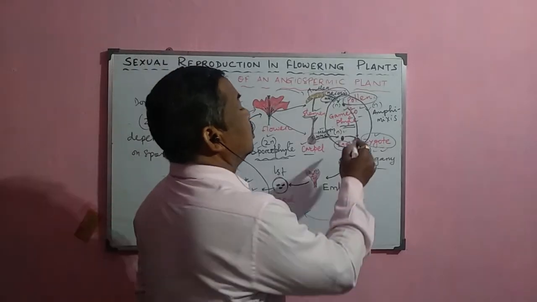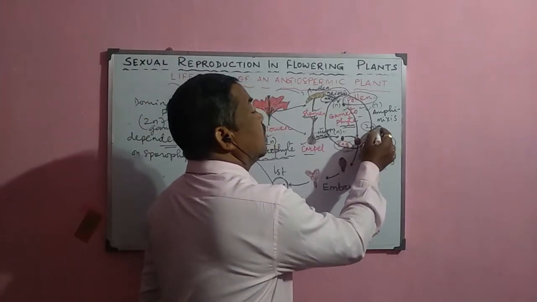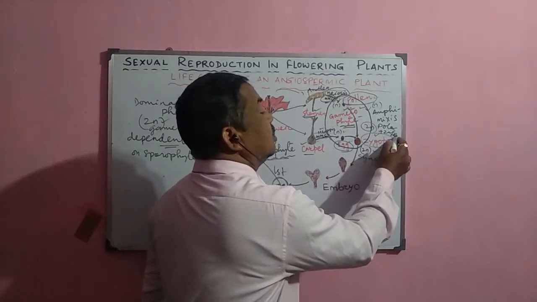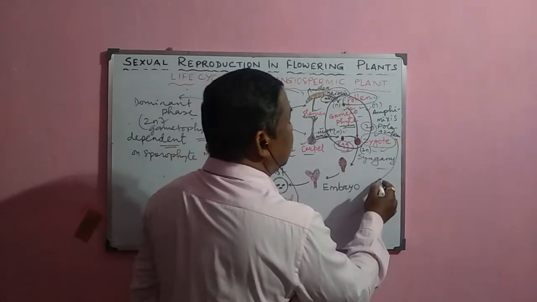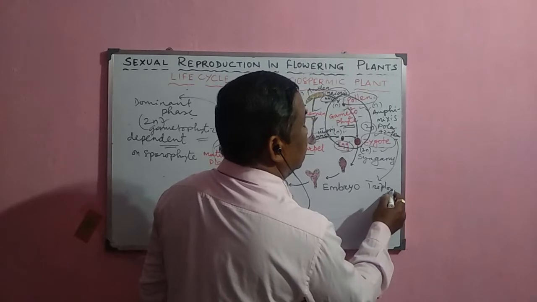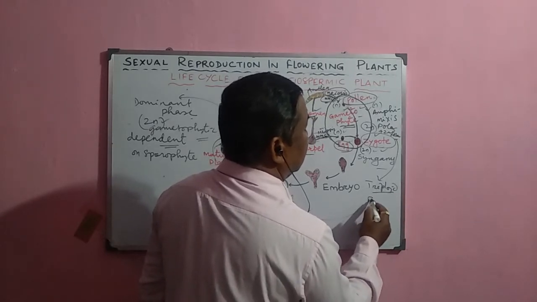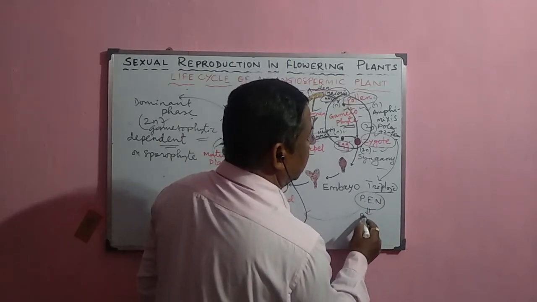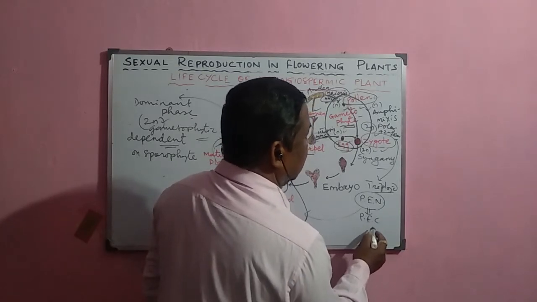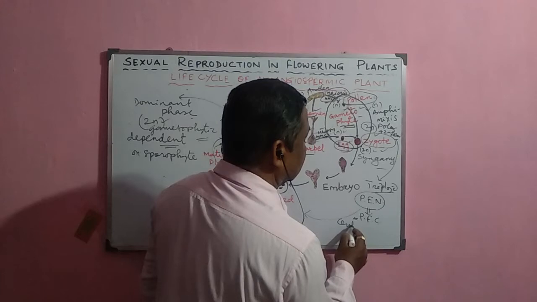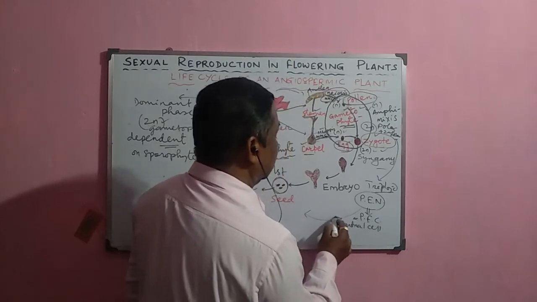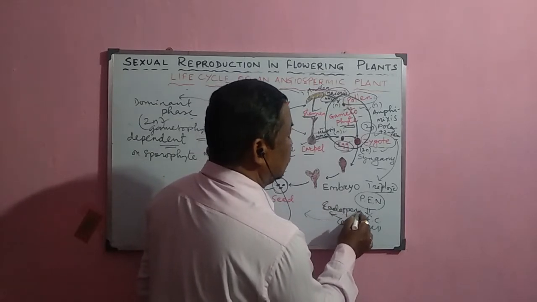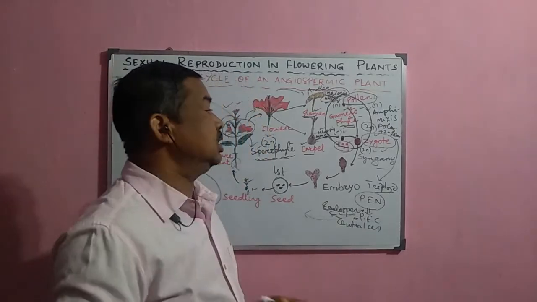But now the diploid polar nucleus fuses with the second male gamete to form a triploid cell, which is also called the primary endosperm nucleus, and this primary endosperm nucleus develops into the primary endosperm cell, or the central cell, and this central cell develops the endosperm. So this is the endosperm.